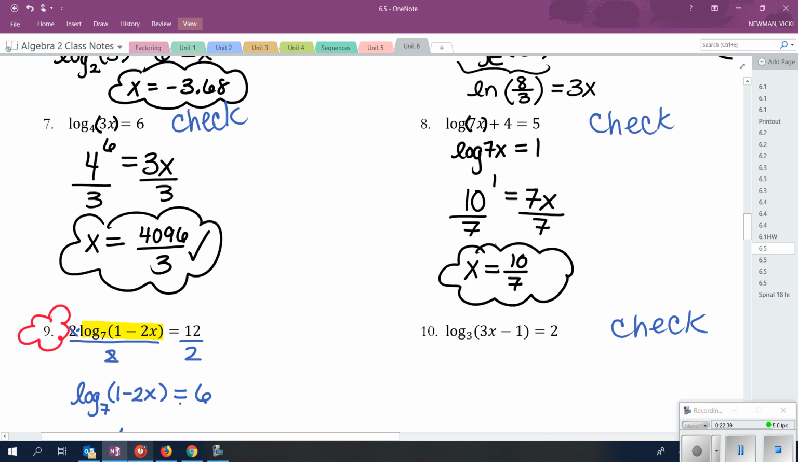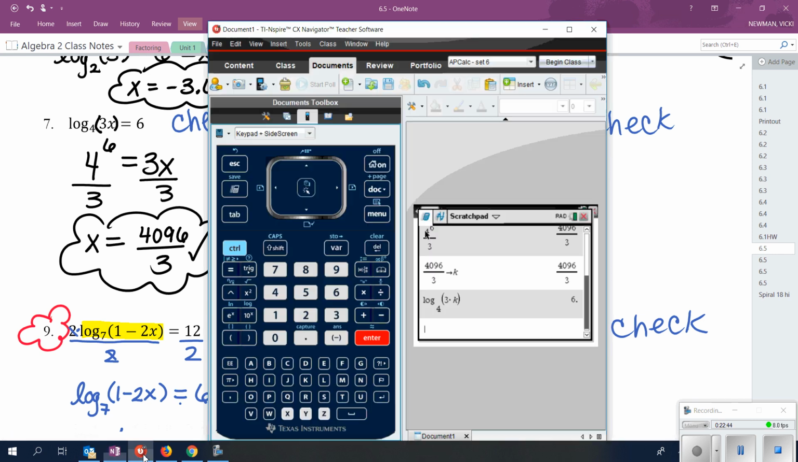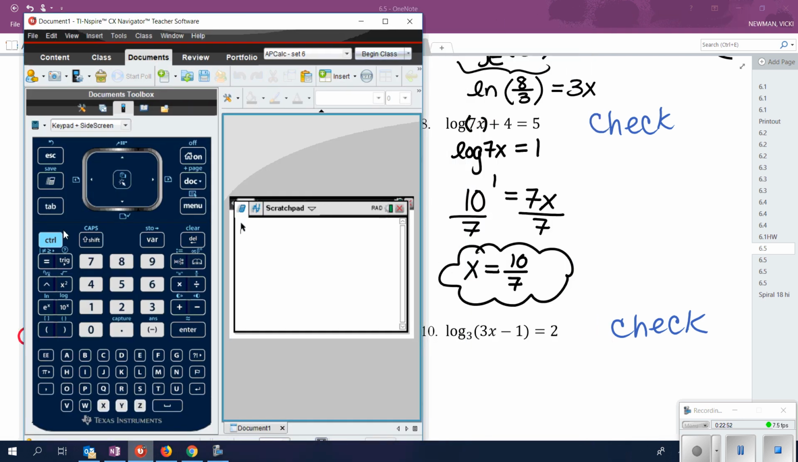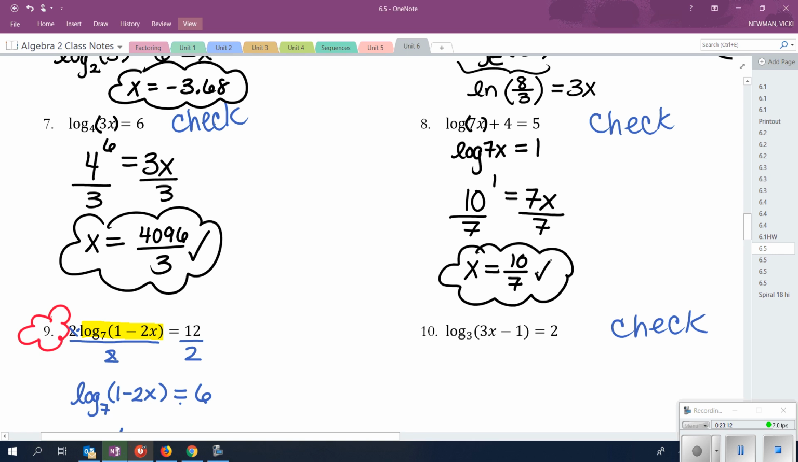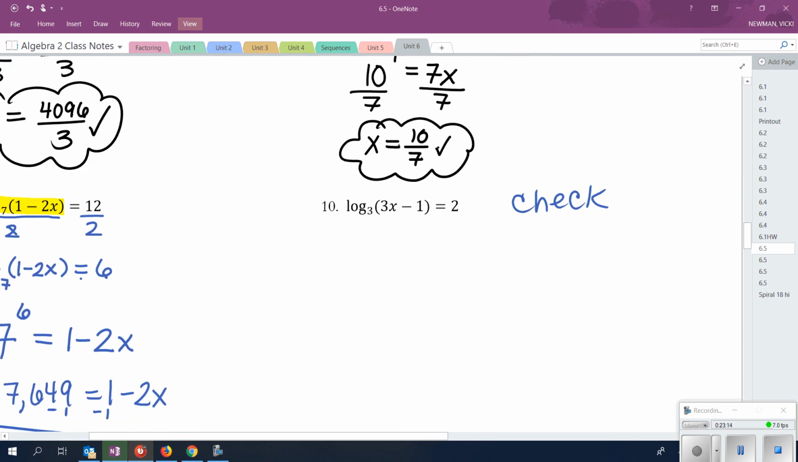Oh, we have to check. Let's check. So store 10 over 7. I'm going to clear. You should clear every time you store for a variable. It's just good habit. I sometimes don't, which is bad habits. So store for k, log base 10 of 7k plus 4 after the parentheses. Is that equal to 5? Ding, ding, ding, ding, ding. Doing a great job.